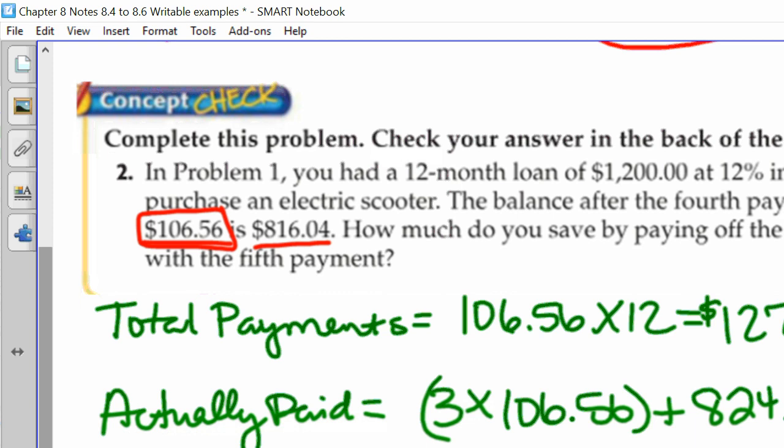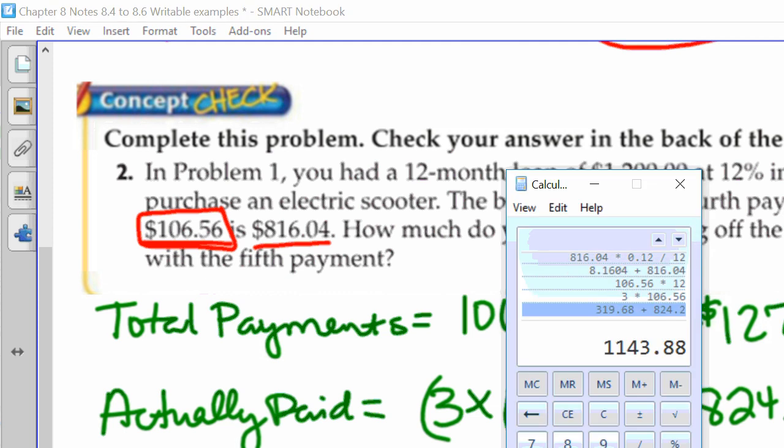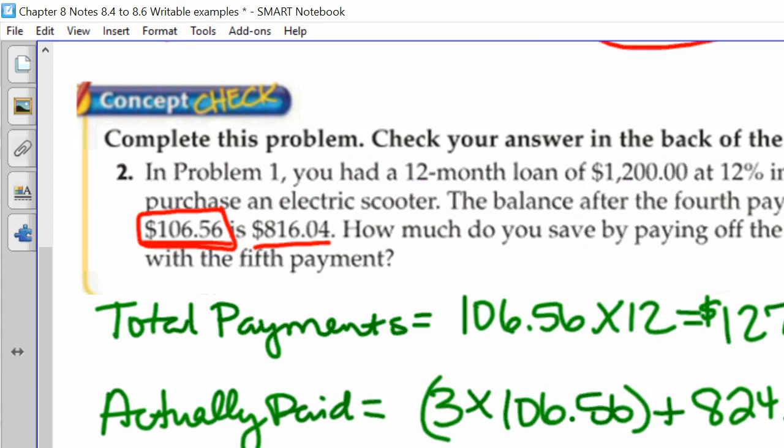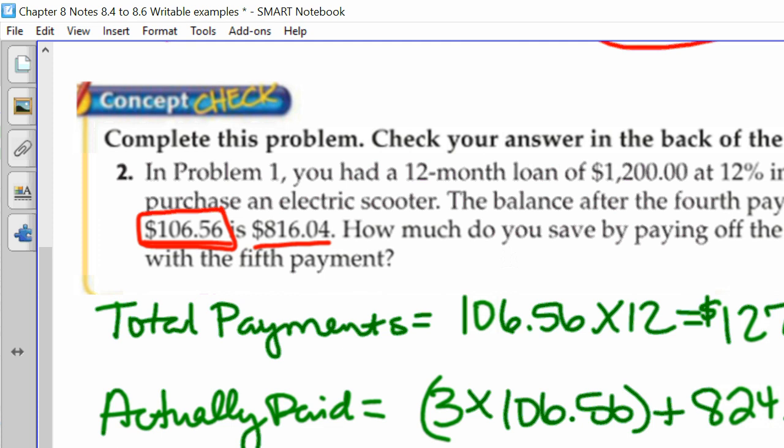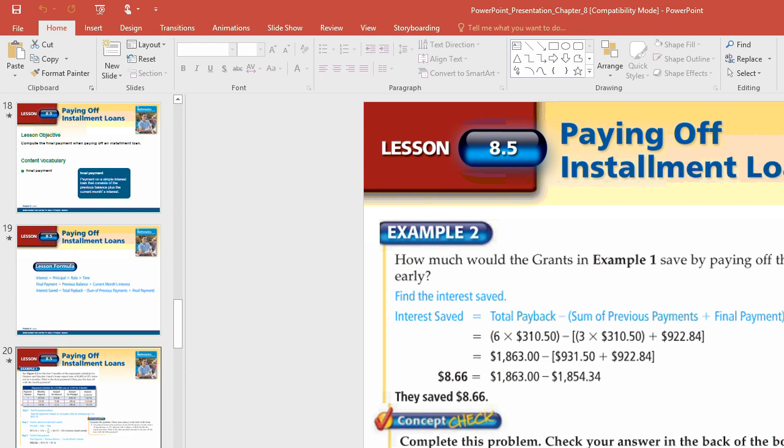So how much did we save? It's $1,278.72 minus $1,143.88. So we end up saving $134.84. And in that case, it is definitely worth it to pay it off early. Okay, make sure you pause the video if you need a little bit more time to take some notes.